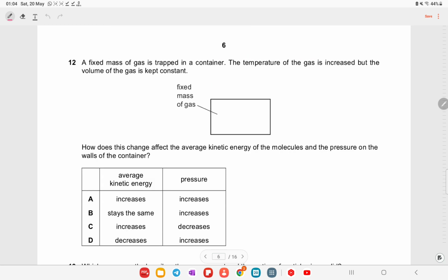A fixed mass of gas is trapped in a container. The temperature of the gas is increased, but the volume of the gas is kept constant. How does the change affect the average kinetic energy of the molecules and the pressure on the walls of the container? So, obviously, the average kinetic energy of the molecules is going to increase, and the pressure is also going to increase. So option A is going to be the right answer.